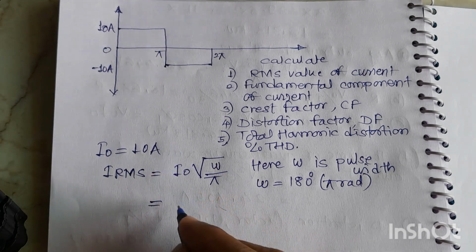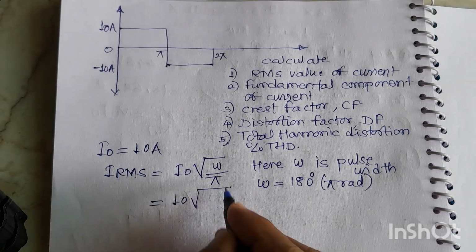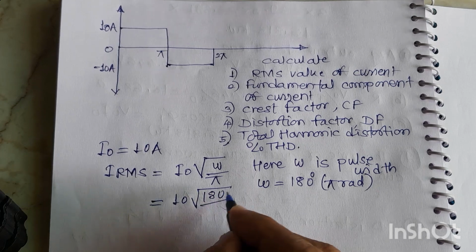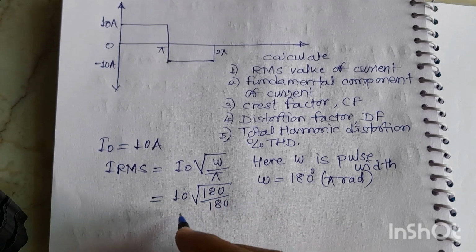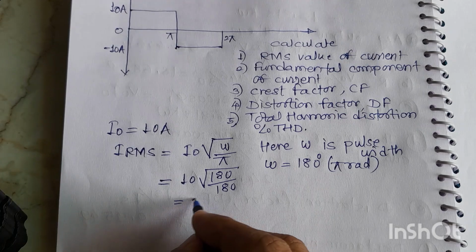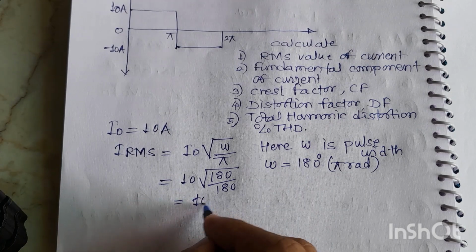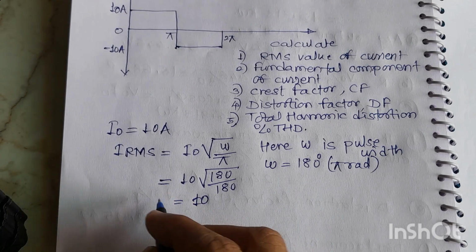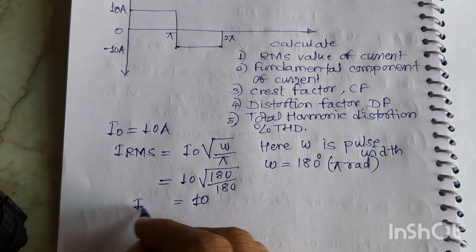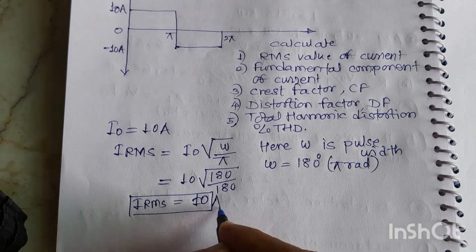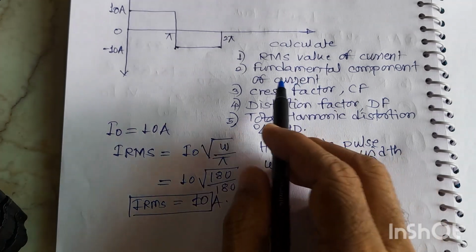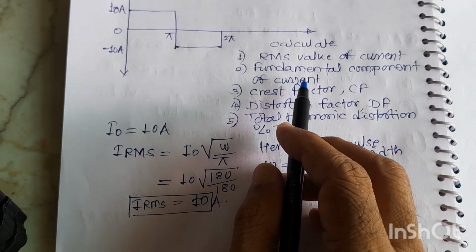I naught is here 10 ampere, and this is 180 degree by 180 degree. So what value are we getting here? We are getting 10. So IRMS is 10 ampere.